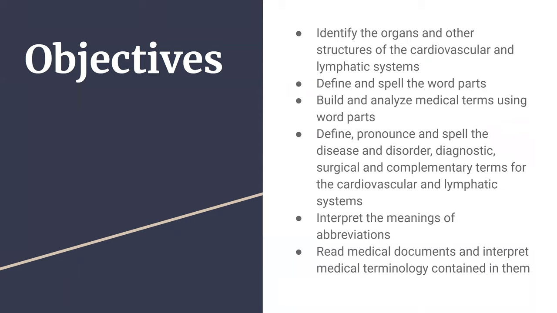The objectives of this presentation are to identify the organs and other structures of the cardiovascular and lymphatic systems. We're going to define and spell the word parts, build and analyze the medical terms using word parts, define, pronounce, and spell the disease and disorder, diagnostic, surgical, and complementary terms for cardiovascular and lymphatic systems, and interpret the meaning of abbreviations. We'll also be able to read medical documents and interpret medical terminology contained in them.